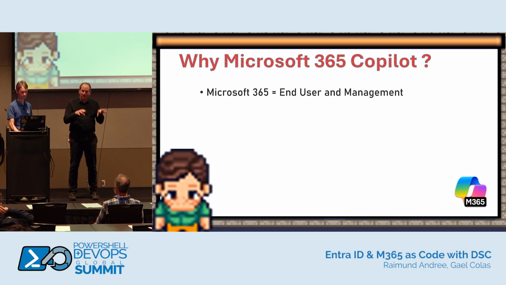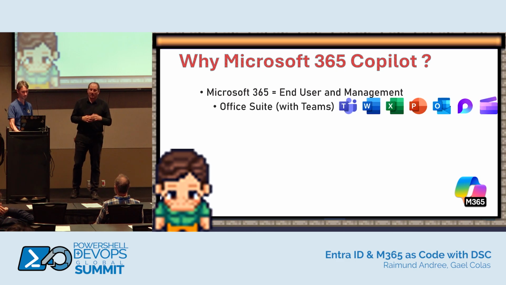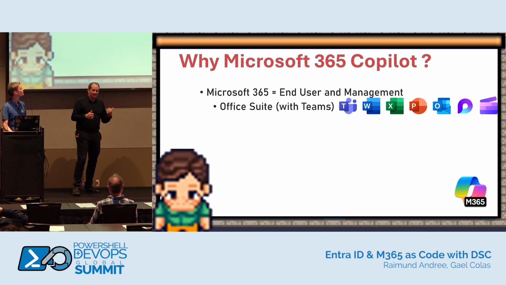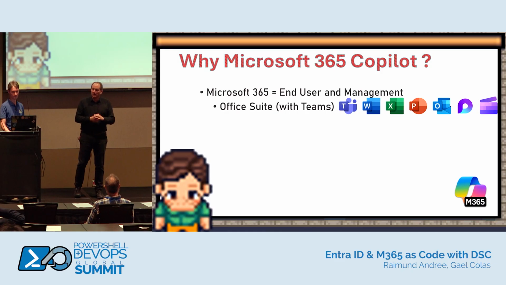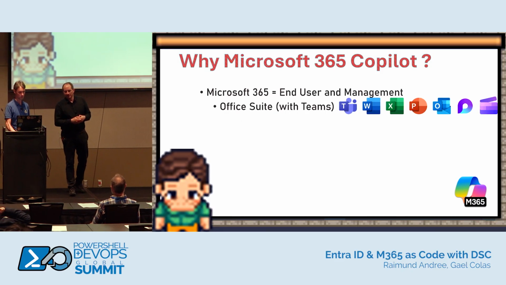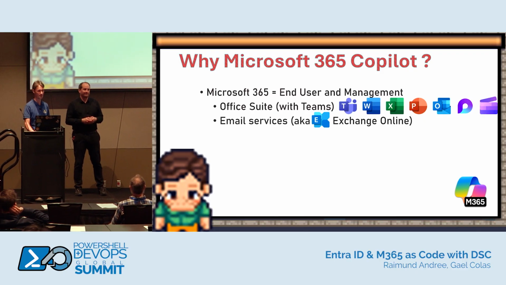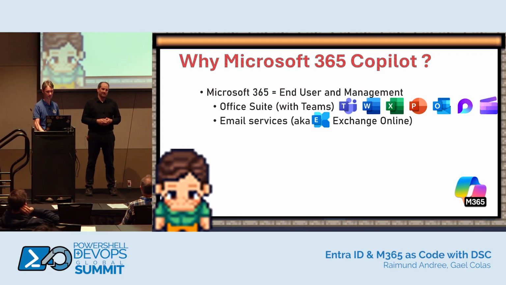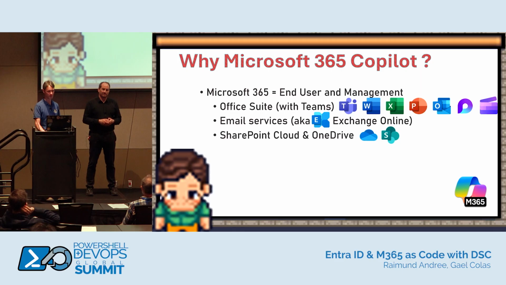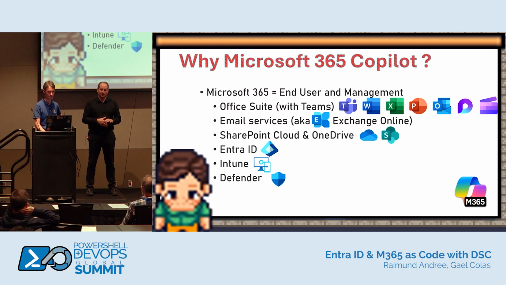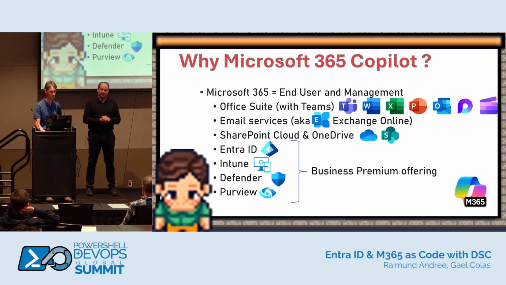So what's in Microsoft 365 Copilot? Well, that's the thing that we used to call Office 365, and then it's had different names. But then on top of this, we have some other elements. Of course the email service, Exchange Online, which is heavily interconnected with Entra ID, SharePoint and OneDrive as well, and finally Entra ID plus things like Intune, Defender, Purview. It's hard to be an expert in any of these technologies, but we are constantly learning.